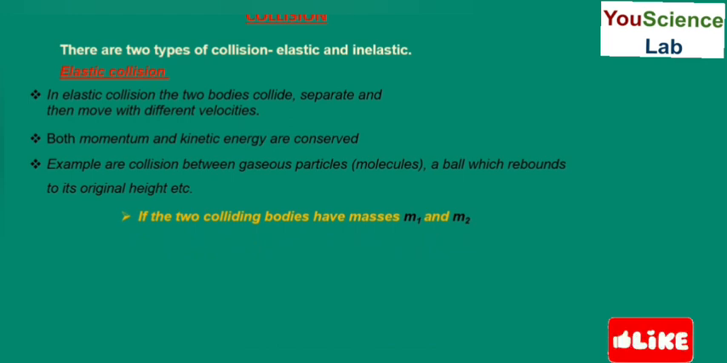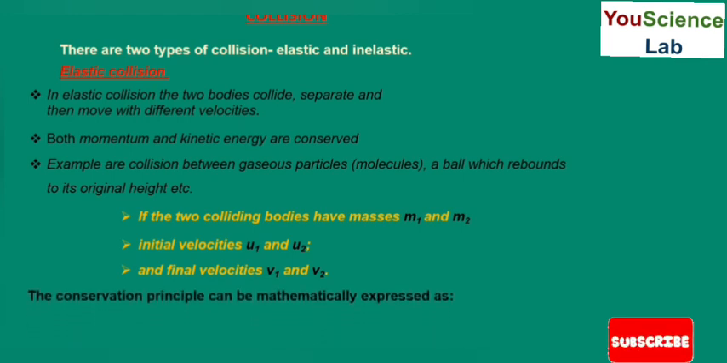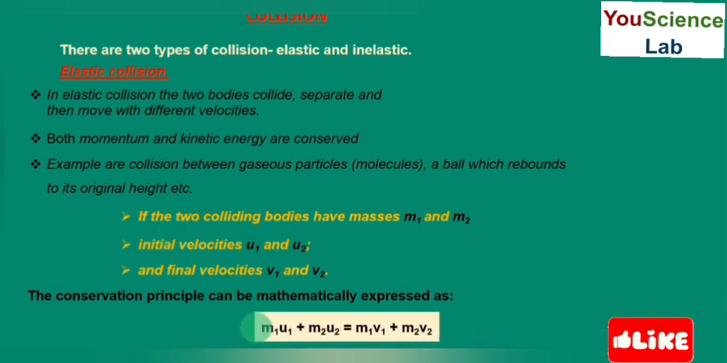If the two colliding bodies have masses m1 and m2 and initial velocities of u1 and u2 and final velocities v1 and v2, then the conservation principle can be mathematically expressed as m1u1 plus m2u2 is equal to m1v1 plus m2v2, where m1u1 is the initial momentum of the first body, m2u2 is the initial momentum of the second body, m1v1 is the final momentum of the first body, and m2v2 is the final momentum of the second body.